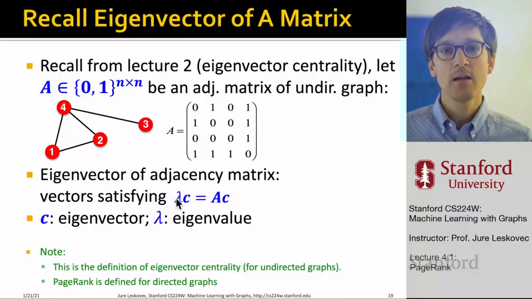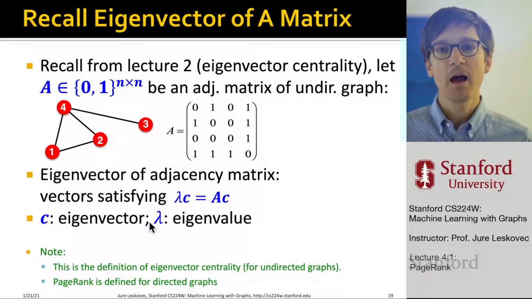We said lambda times C equals A times C, right? Where C is a vector and lambda is a value. And solutions to these equations, where we have a scalar and a vector, are called eigenvector-eigenvalue equations, right? So C in this case would be an eigenvector and lambda would be an eigenvalue.